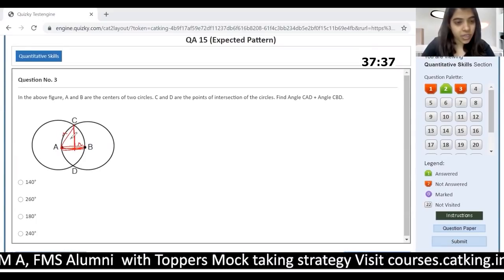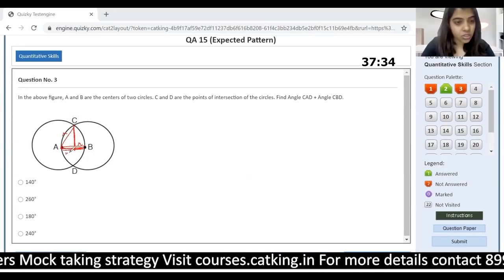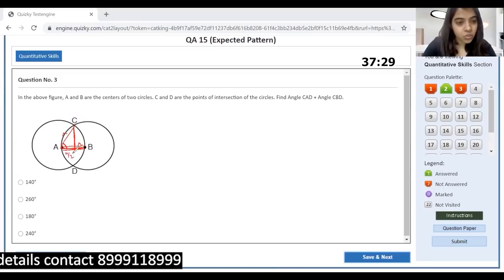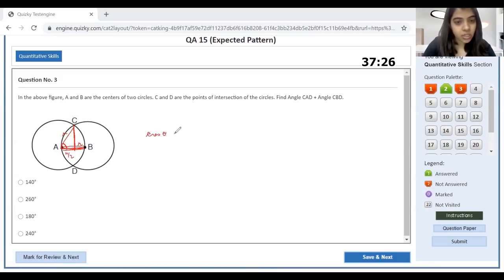Fine. So if we assume this triangle, this definitely bisects this line, so this is R by 2. We need to find this angle somehow so that we can find this entire angle. So cos theta would be equal to R by 2 upon R, which is 1 by 2. If cos theta is 1 by 2, theta is 60 degrees. This definitely is a bisector, so this is again 60 degrees, 60 plus 60 is 120 degrees. Similarly, this will have the same since these circles have equal radii. So we have 120 plus 120, CAD plus CBD, which is 240 degrees.